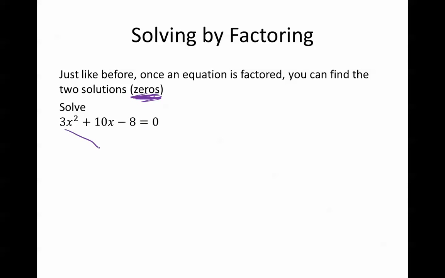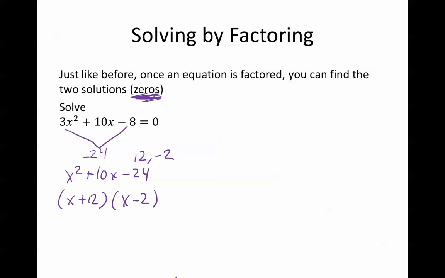So multiply 3 times negative 8, you get negative 24. I'm going to rewrite that as x squared plus 10x minus 24. Factor normally. What multiplies to be negative 24 and what adds to be positive 10? That's going to be 12 and negative 2. So this becomes x plus 12 times x minus 2.